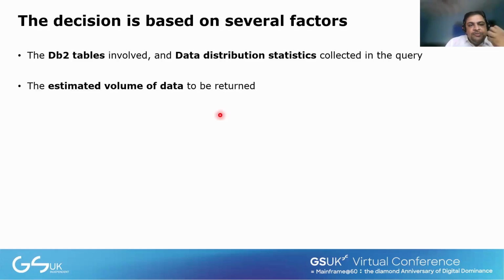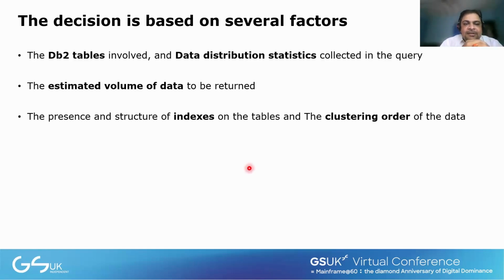Next is the volume of data. How much data is going to be returned? Suppose you have 1 million rows in a table, and out of 1 million you just want 10 rows. That is called the filter factor. So how much is the volume which you want when you run a SQL? That is one of the inputs.